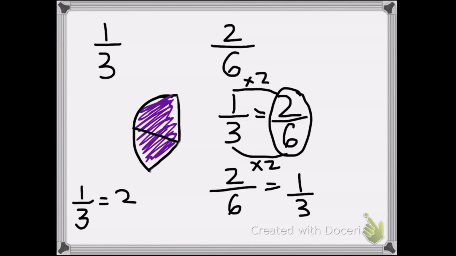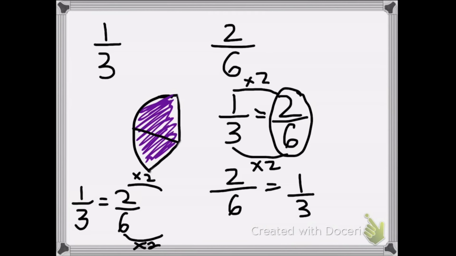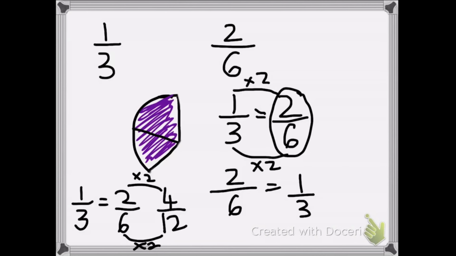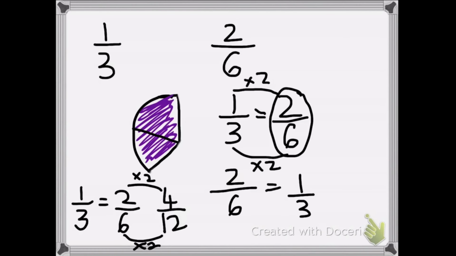Let's look at all the fractions that 1/3 is equivalent to. We already know it's equivalent to 2 by 6. What else is it equivalent to? Let's do 2 by 6 times maybe 2. Let's do the same thing to the numerator. 2 times 2 is 4. And 6 times 2 is 12. 4 by 12 is the same thing as 1 by 3.